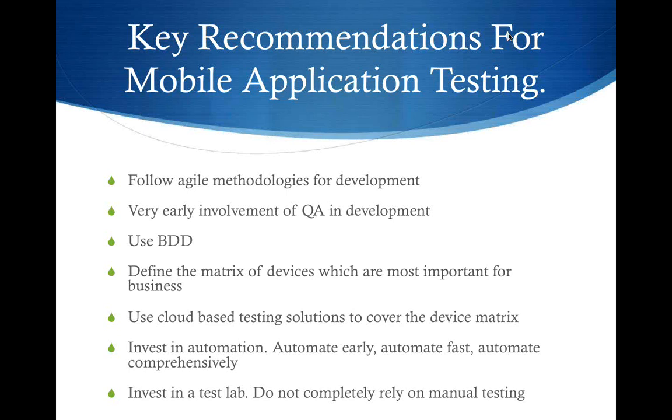This again ties a bit with agile. I'll go into details of behavior-driven development a bit later in a couple of slides, so I'll skip it for now. Define the matrix of devices which are most important to you. So, like I said, due to the fragmentation, there is Android version 2.1 to 4.x available. Every phone manufacturer has multiple devices for every OS version out in the market. So, if you start listing down all the carriers and devices that you support, it might run into 500 or even more devices.